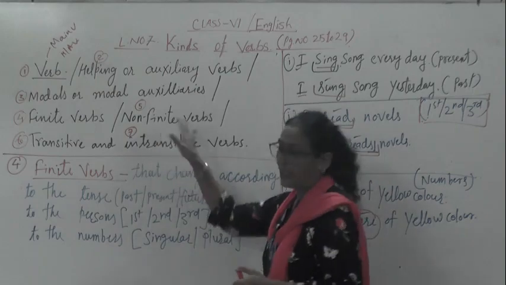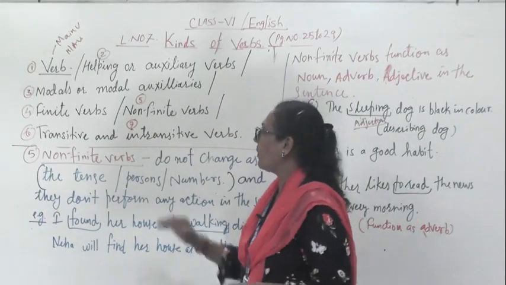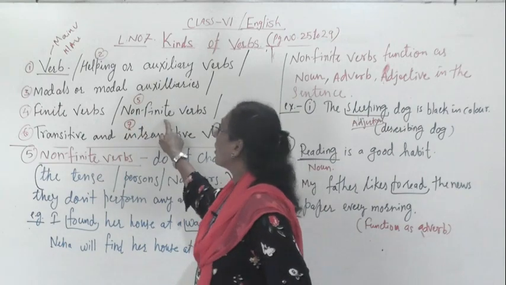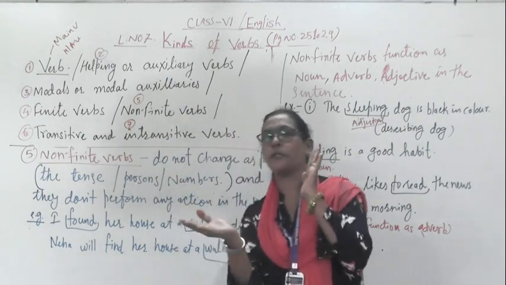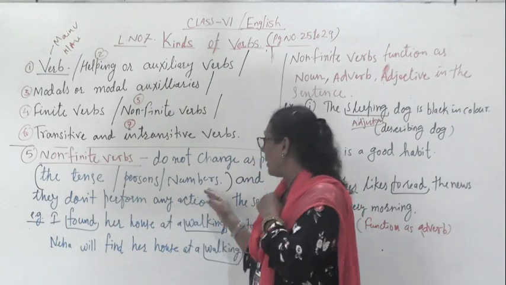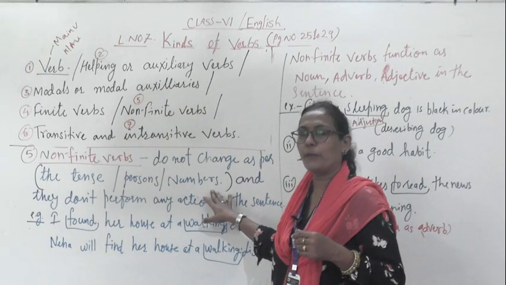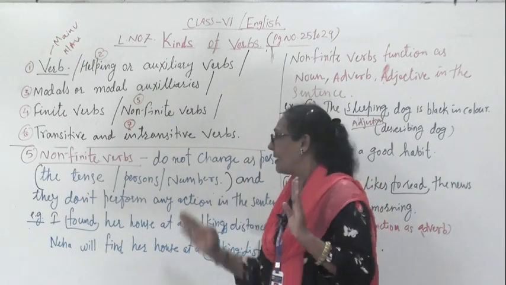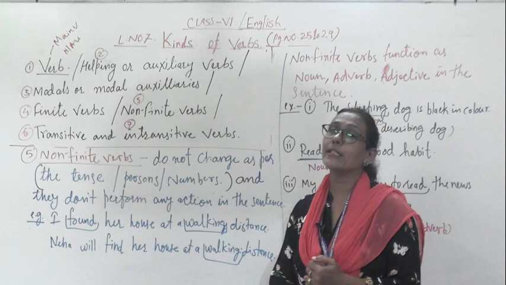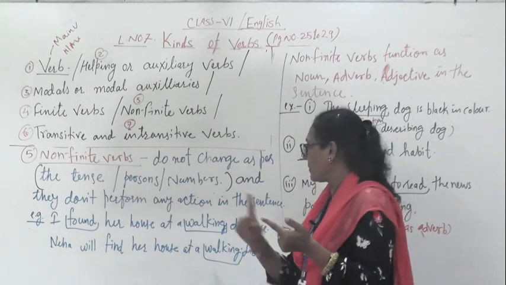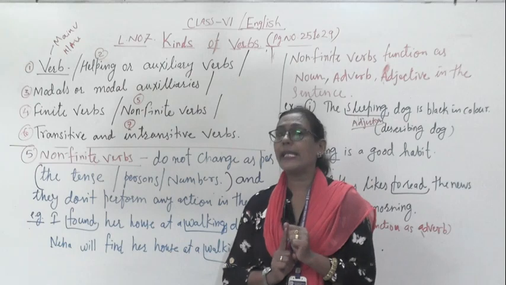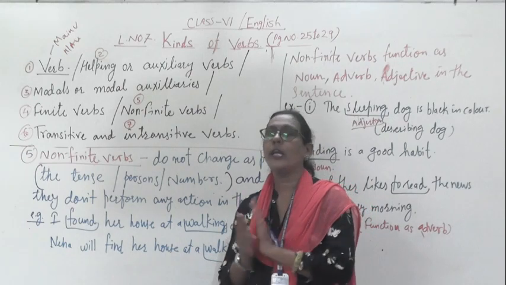Now we go to see the non-finite verbs. The fifth one is the non-finite verb. Finite verb we have just seen. Non-finite verbs are the exact opposite of finite verbs. That is, they do not change as per the tense, person or numbers. Do you remember that? Yes. That was exactly opposite, as I said. And they don't perform any action or main role in the sentence.